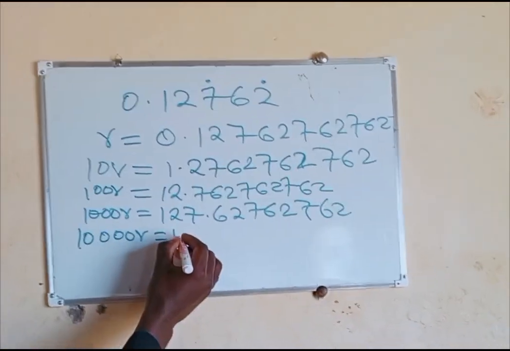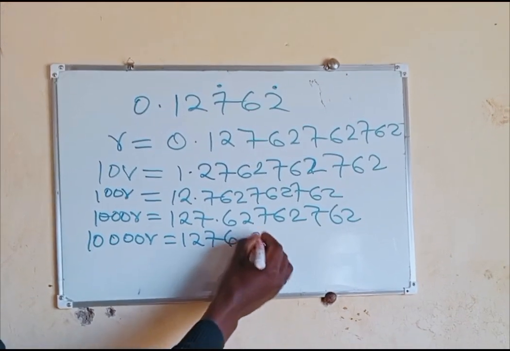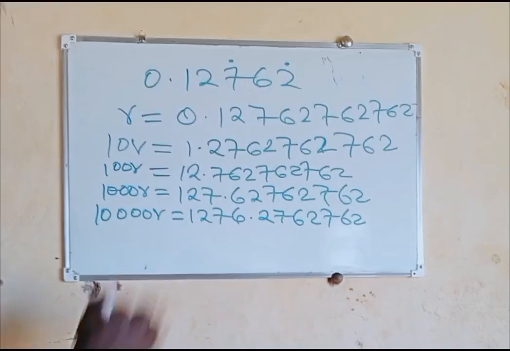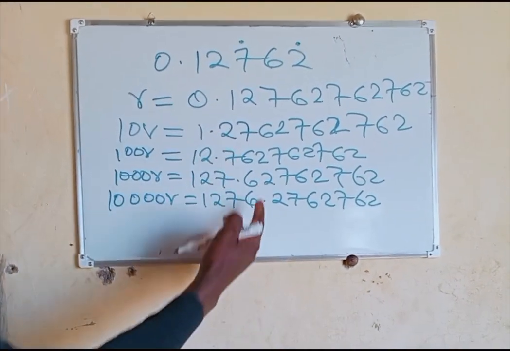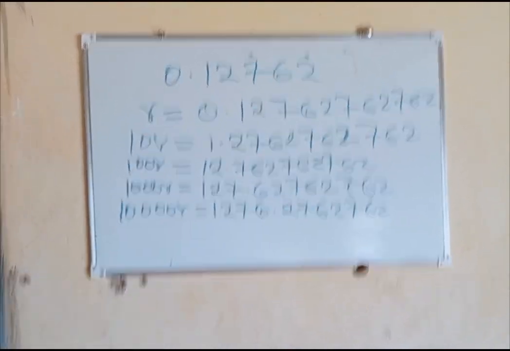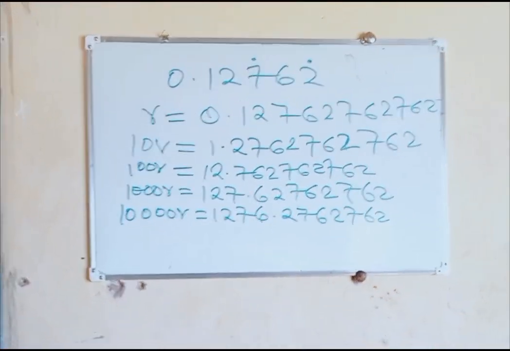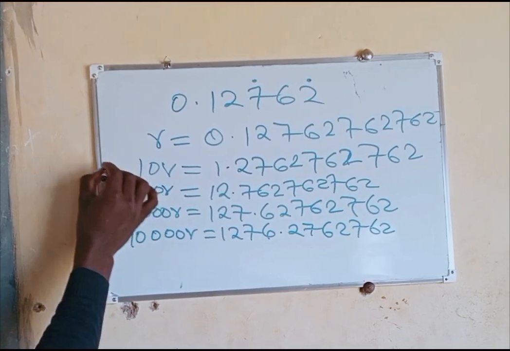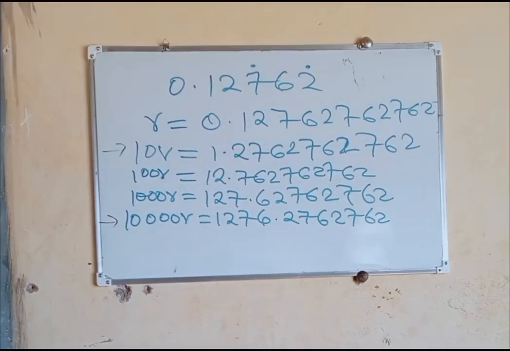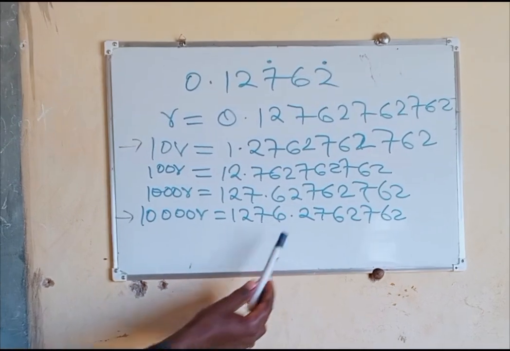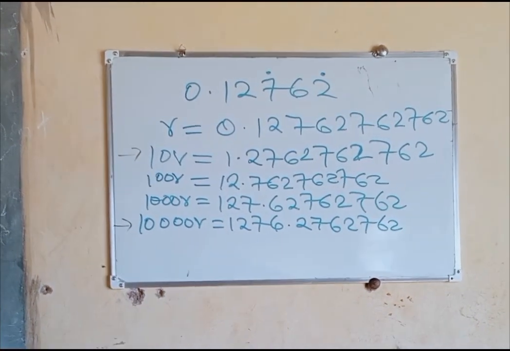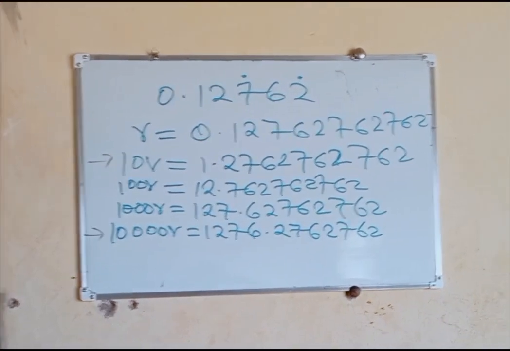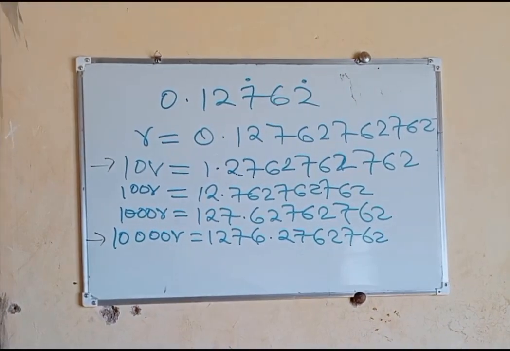10,000R being 1276.2762. Now you can see there's a similarity that exists here and here. We will compare those two. Why? Because the number after the decimal on the row of 10,000R is 2, and that on the row of 10R is 2. That is the similarity I'm talking about.